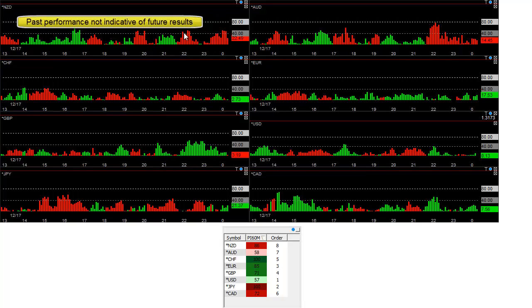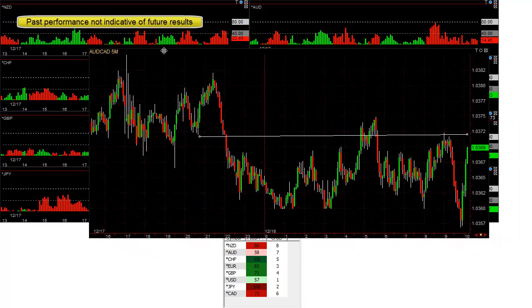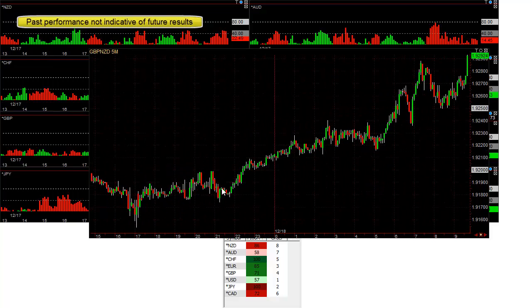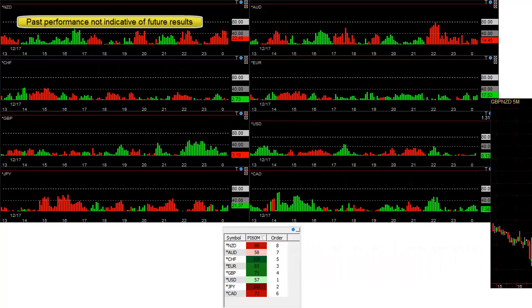You can see the New Zealand also weak. The pound was also strong. So let's take a look at buying the pound New Zealand, which most people probably don't trade. Last night, 10 o'clock, you can see this one pretty much continued on up. But even if you would have just looked for buys right here, you can see it went up about 20-30 pips over the next couple hours.